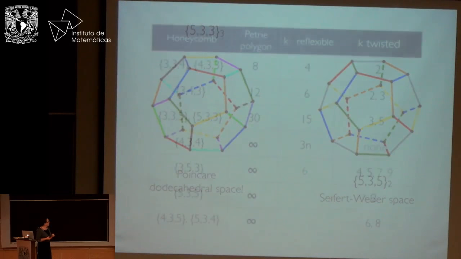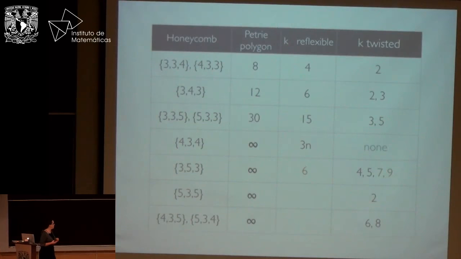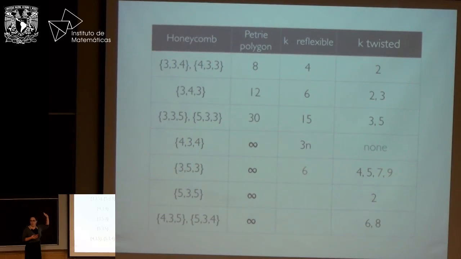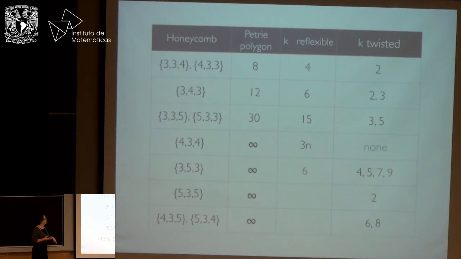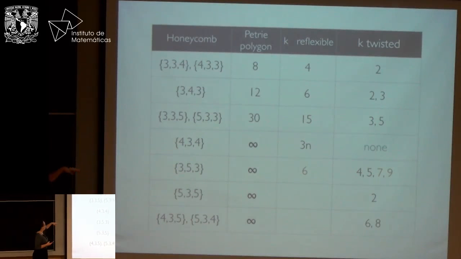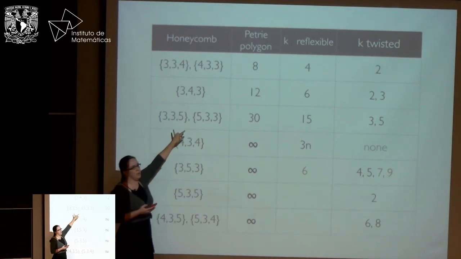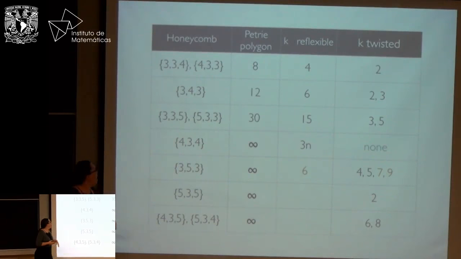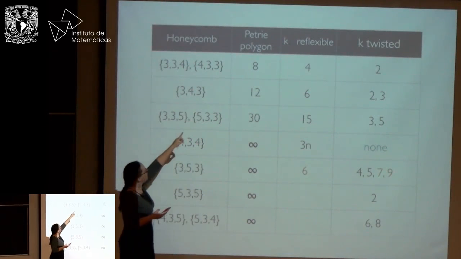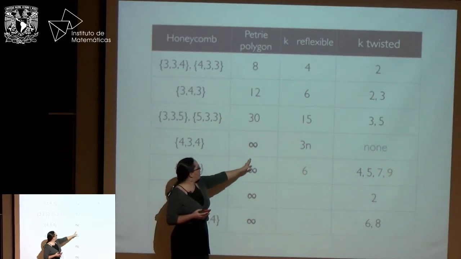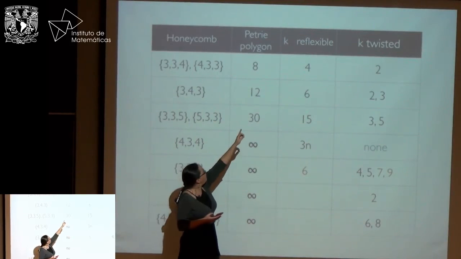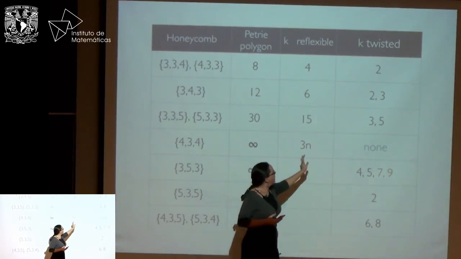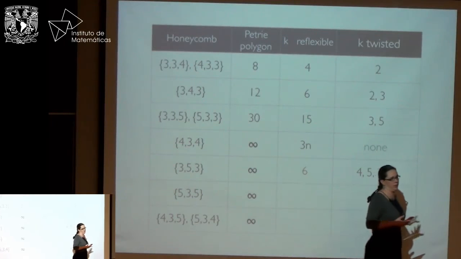In general, I can say some things. So I have here, if I have the simplex, I cannot do anything, so I didn't even put it in this table. I just put the other 10. And some of them are in pairs because they are dual, which means the groups are the same, just labeled in a different way. And I have here the length of the Petrie polygon in the second column. And then for K in this column, what I get is reflexible. But for K in this column, what I get is actually twisted.